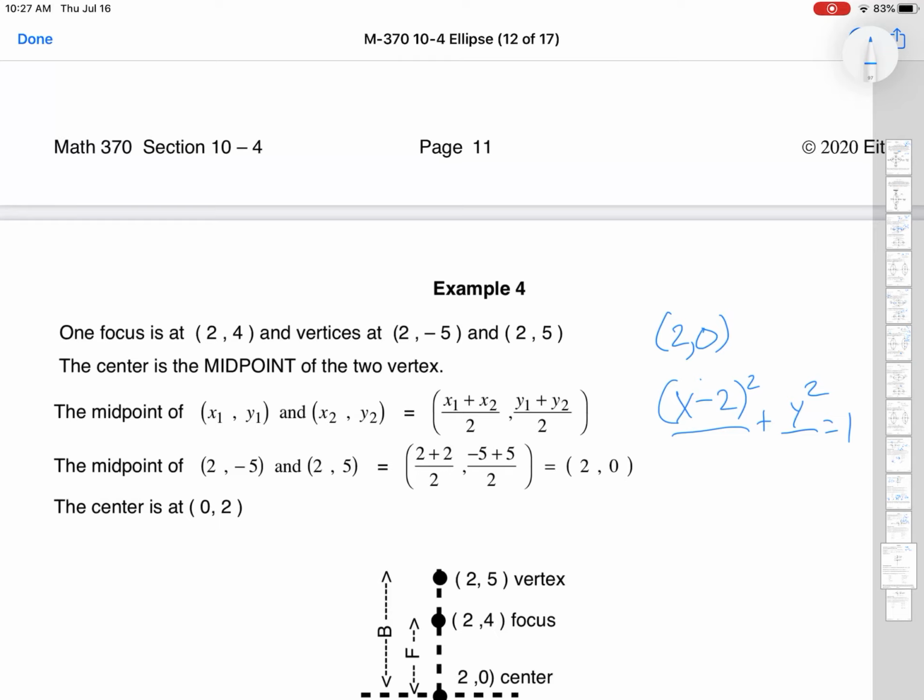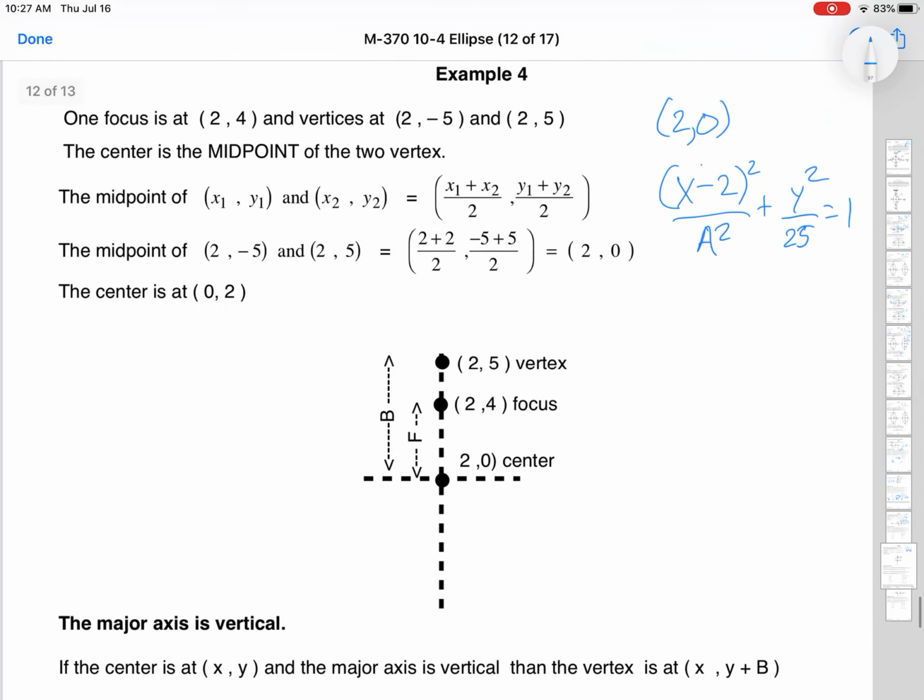equals 1. And we also know that a 25 goes under here, and we're looking for what he calls the a squared. And so we're going to go through that process. Remember, a squared is smaller. So what do we know about f? F is the distance between the center and the focus, and so f is 4 for us. So 4 squared, or 16, better be equal to the absolute value of a squared minus b squared. But we know b squared's 25. We have to remember that a squared is smaller, and therefore we're looking for a squared minus 25 not to be 16, but to be negative 16.